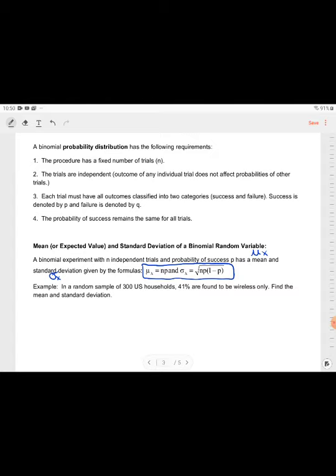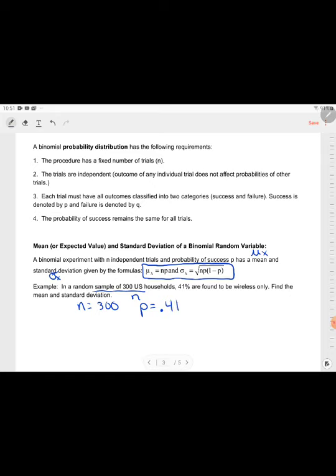So in trials, I can tell you we do it like 5 times or 10 times, or maybe we're going to shoot 100 hoops. But it's also here where it says in a sample of 300. That's going to be your n value. So n is how many we either sample or how many times we do something. So n is 300. Your p is your probability. So it says 41%, so our success is 0.41.